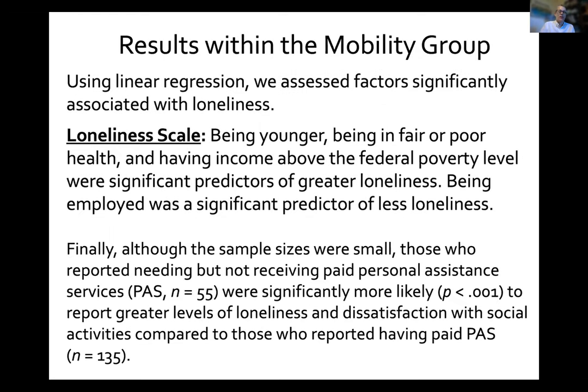Next slide. And then looking at the loneliness scale with linear regression, being younger, being in fair or poor health, and having income above the federal poverty level were significant predictors of greater loneliness, while being employed was a significant predictor of less loneliness. And finally, although the sample sizes were small, we also looked at differences between people with mobility disabilities who reported needing but not receiving paid personal assistance and those who had paid personal assistance, and found that those who needed it but did not have it were significantly more likely to report greater levels of loneliness and dissatisfaction with social activities compared to those who did have paid PAS. Next slide.